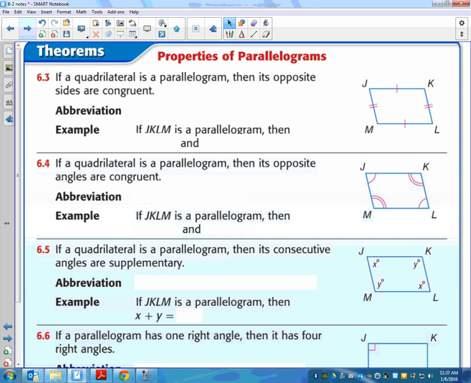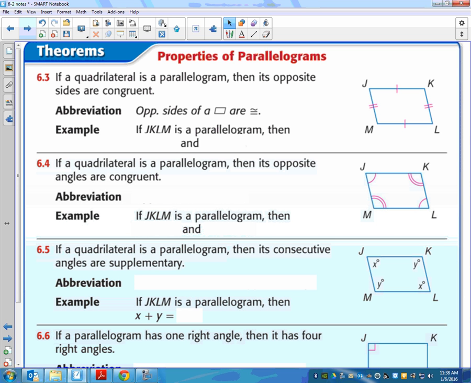In a parallelogram, not only are opposite sides parallel, but if a quadrilateral is a parallelogram, then opposite sides are also congruent. So every parallelogram, opposite sides are congruent. This is what the book says for abbreviations. They just draw a picture of a parallelogram for a parallelogram, just like for a triangle, they draw a triangle. What's there on the abbreviation is exactly what's up here in this sentence. So if you don't really care about the abbreviation, you don't have to write it.